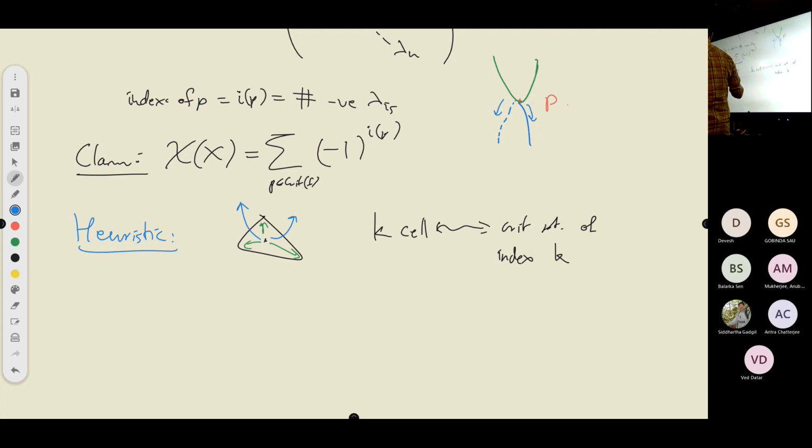And you can verify that this is C2. There are no other critical points. And this is how you prove the claim.